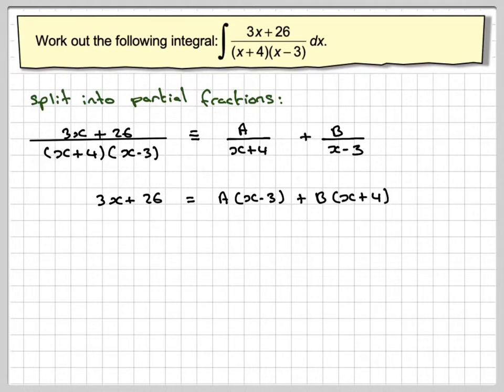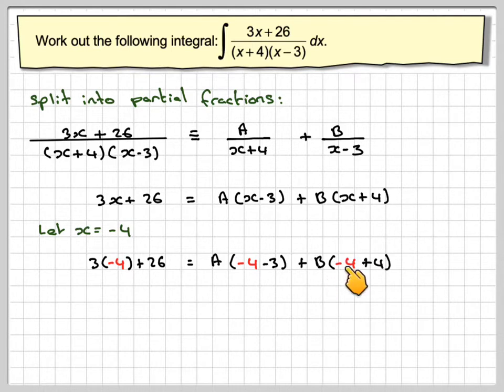And then what we do is we try and make these equal to 0. So I'm going to let x equal to minus 4, because that gives me 3 times minus 4 plus 26 on that side, and A times (minus 4 minus 3). And here we get minus 4 plus 4, which gives me nothing, so the B will disappear. So this becomes 14, this becomes minus 7A, and this is 0. And therefore A must be equal to minus 2.